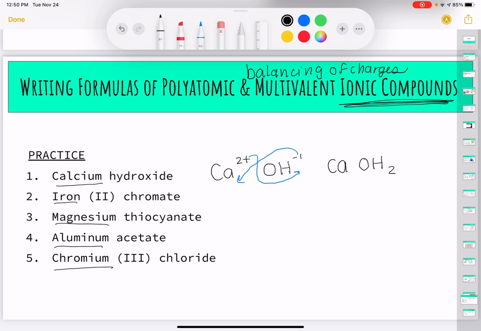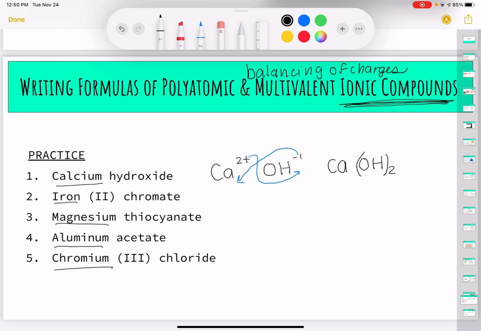Something to note here is that the 2 that we took from the calcium goes behind the H, but it's saying there's 2 OHs, not just 2 H's. This is just saying there's 2 H's, so that's actually not right. So what we need to do with these is put brackets around. We've got to say that there's 2 OHs together, like there's 2 O's and 2 H's, not just 2 H's and 1 O. So those brackets really tell us how many of this group we have.